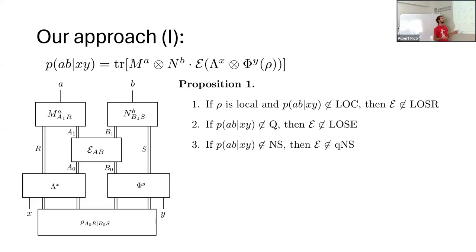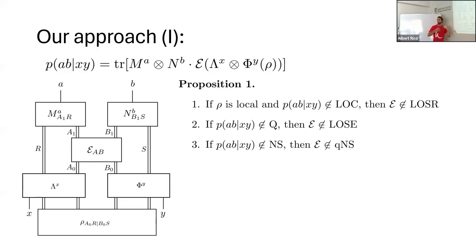So the idea is that if Bob cannot produce local correlations in the standard Bell game, then we know that if the distribution is outside of local, then this channel is not a local operation. It's kind of ruling out. And similar for other elements of the hierarchy: if for any state your probability distribution is outside of quantum, then you know that this channel is not a local operation in a certain class. And same for non-signaling.